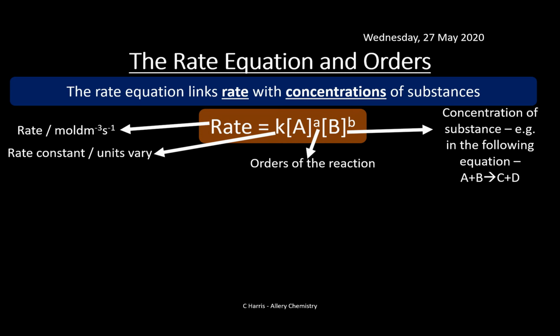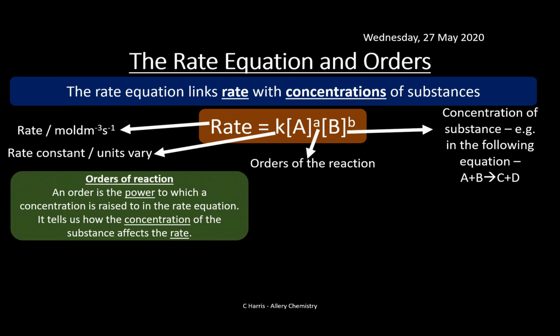Okay, so an order of reaction is a power to which a concentration is raised in the rate equation. So basically, it tells us how the concentration of the substance affects rate. So in other words, if we change the concentration of A, let's say if we double A, does that also double the rate? Are we going to get our reaction going faster? Or does it quadruple the rate? Or does it have no effect on rate?